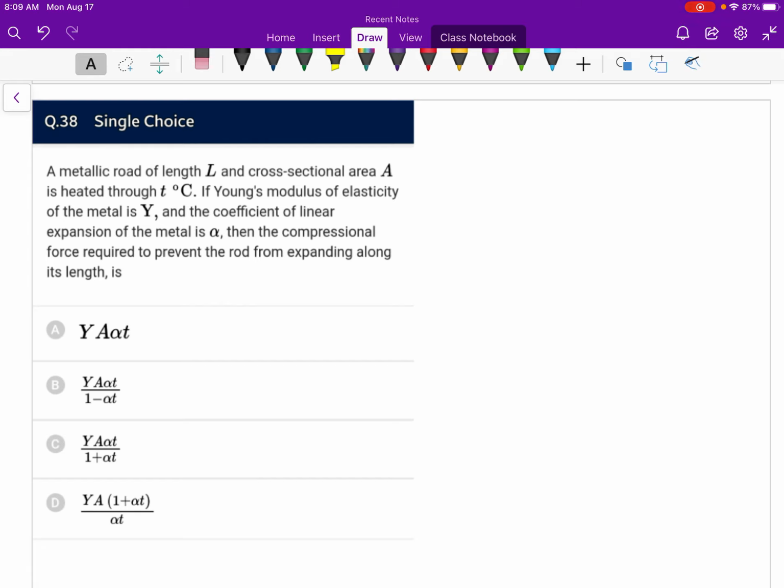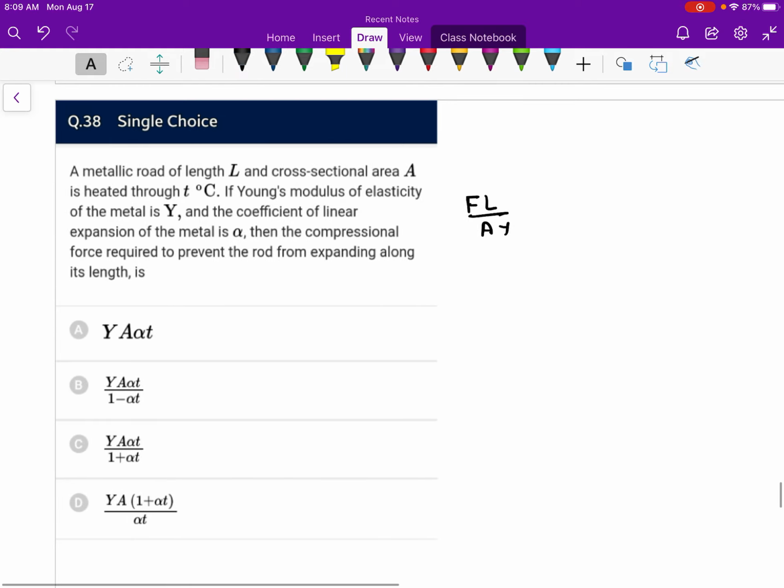Metallic rod, if Young's modulus is this in the question, then the compressive force required to prevent the rod from expanding along its length. So change in length due to the force applied is FL upon AY. Just a minute. A metallic rod of length L and cross-sectional area A is heated through this. If Young's modulus of elasticity of the metal is Y and the coefficient of linear expansion of the metal is alpha, then what is the compressive force required to prevent the rod from expanding along its length? So we are heating the rod and simultaneously providing the compressive force so that length does not change.